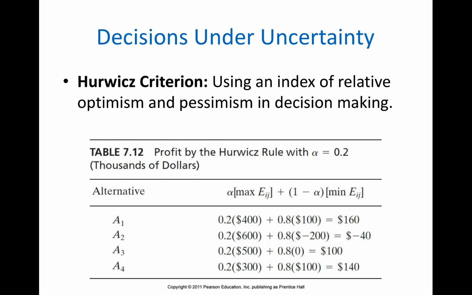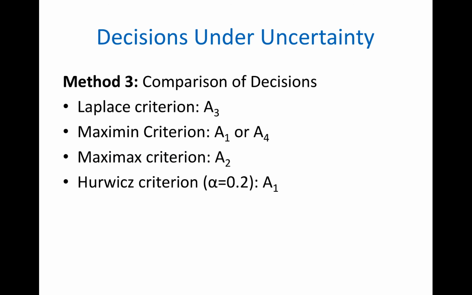As you see, using Laplace method, maximin, maximax, and Hurwitz method leads to different outcomes or alternative selection. And what we need to do sometimes is to go about finding the alternative that has been repeated the most. So we go based on the consensus-based method. From Laplace criterion, we saw that A3 was selected. From maximin, we went A1 or A4. In maximax, A2 was selected, and here, with alpha equal to 0.2, we picked A1. Since A1 has been repeated twice, maybe alternative 1 is the best alternative for us to go with in this situation.